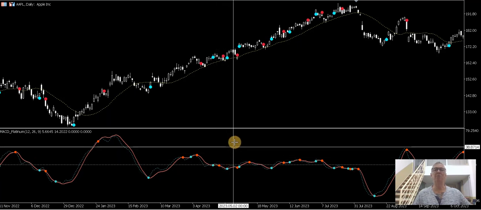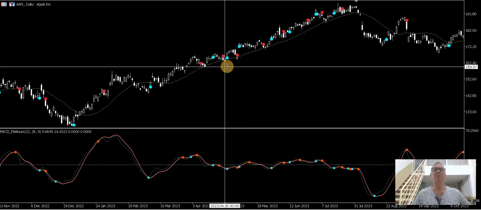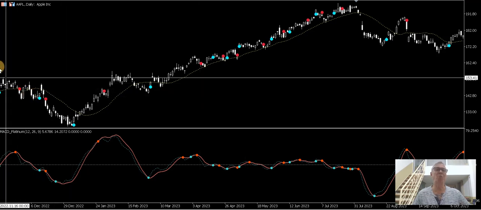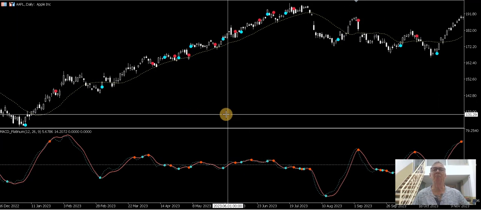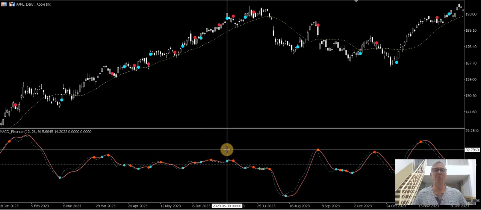MACD platinum comes below the zero, take the buy. And you can just trail these stops up. You might have 100 shares from way back somewhere here and it's still going up. Anytime there's buy signals, just take them.